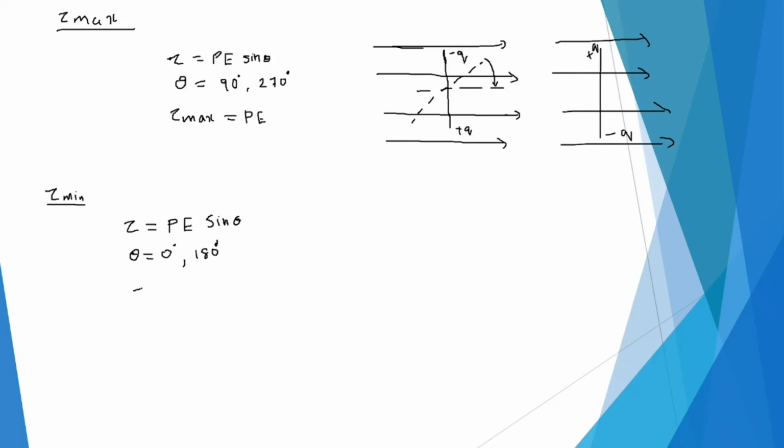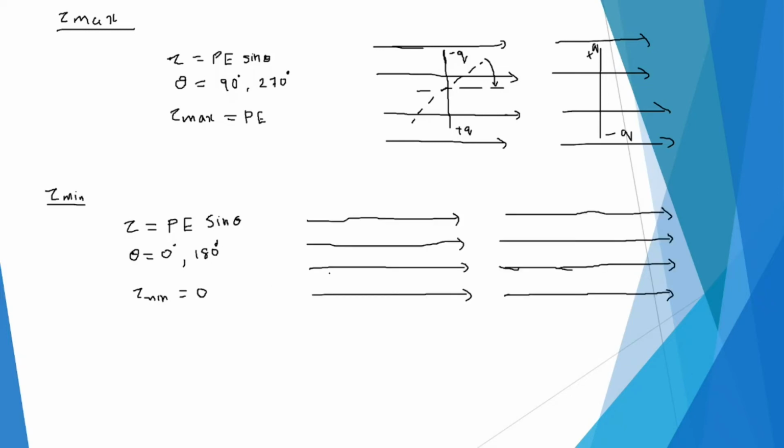So our torque minimum will be 0. So when will our torque be 0? At angle theta 0 degree and 180 degree. So let's represent it in a diagram. Let's consider an electric field. When theta is equal to 0 degree, the dipole will be in this direction. That means it will be aligned in the direction of the electric field.